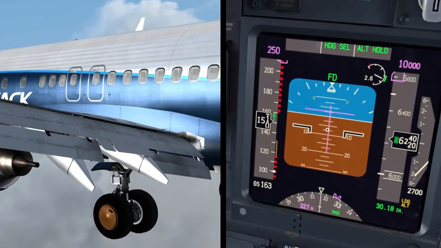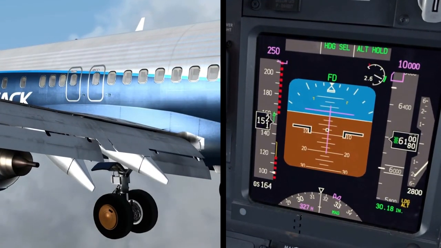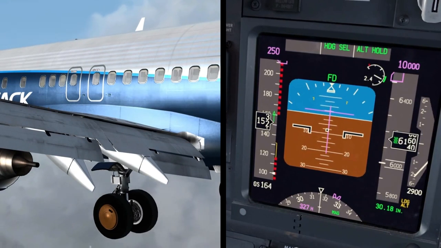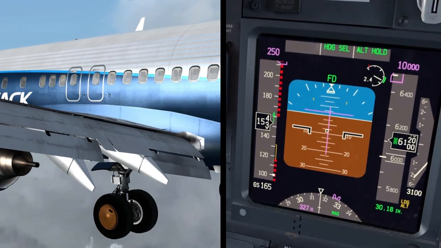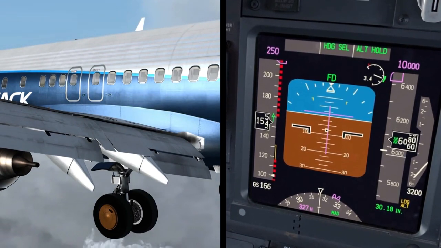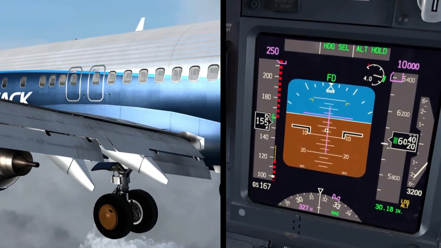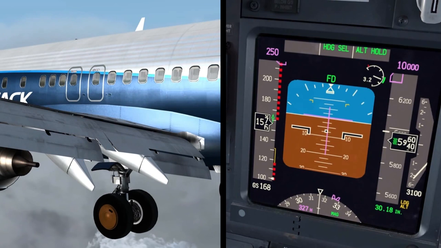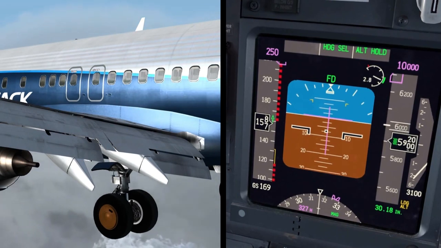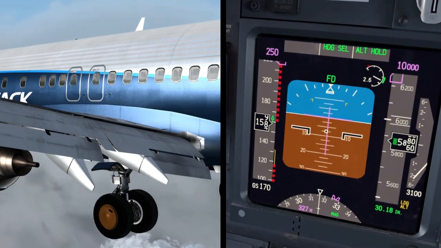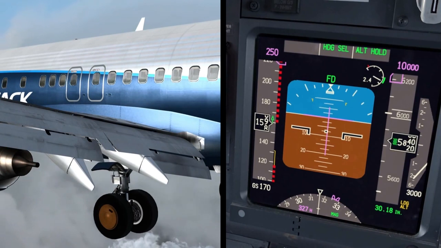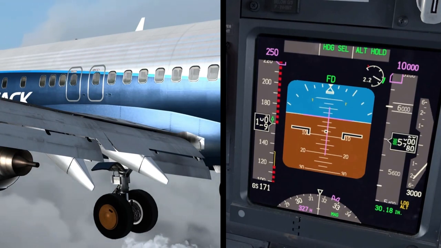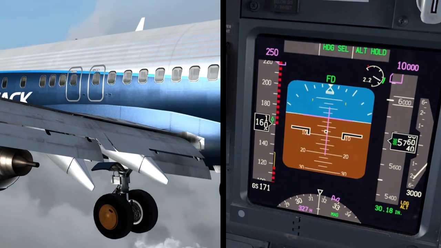Flap load relief mechanism. This provides the trailing edge flaps with a load relief function that protects the flaps from excessive aerodynamic loads. Flap position is changed when airspeed exceeds certain limits. However, the flap lever does not move. This mechanism operates only when the flap lever is set at either 30 or 40 detent.